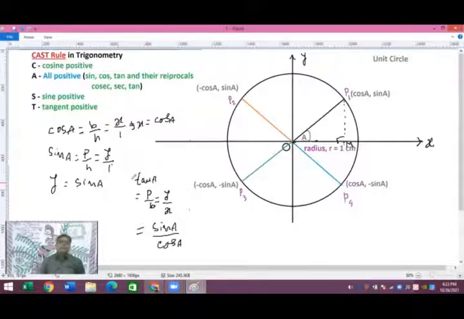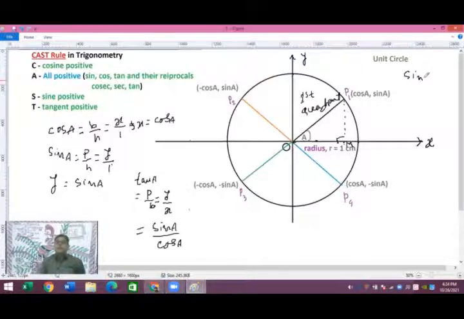But what did you see over here? We talked about sin A, cos A and tan A also. We see that all the values of cos A, sin A and tan A are positive, and therefore this is the first quadrant. I'm not talking of this sector only. First quadrant means starting from the x-axis, the first time you reach the y-axis. So this is called the first quadrant.